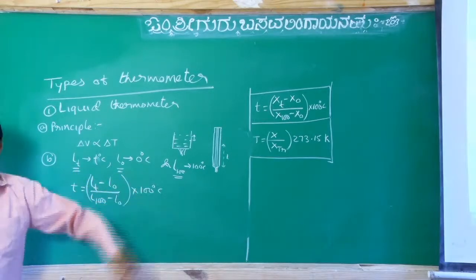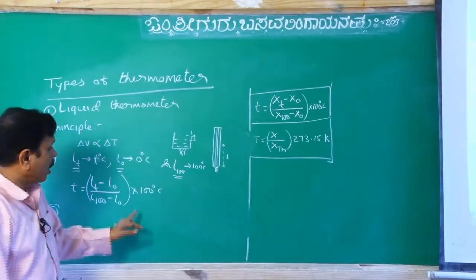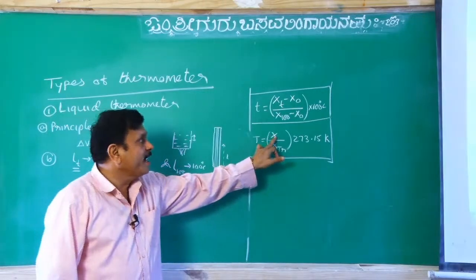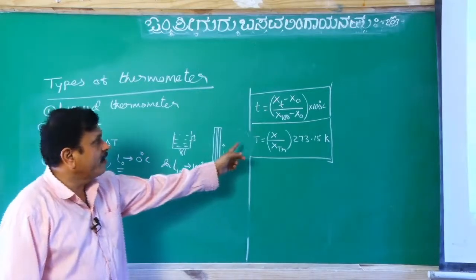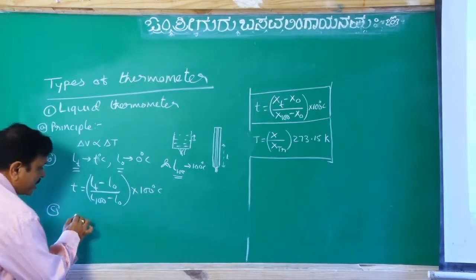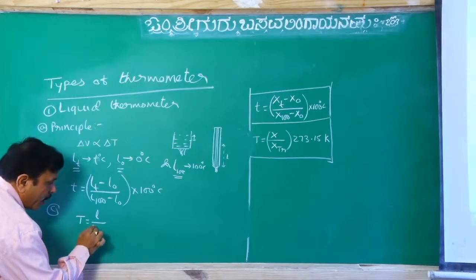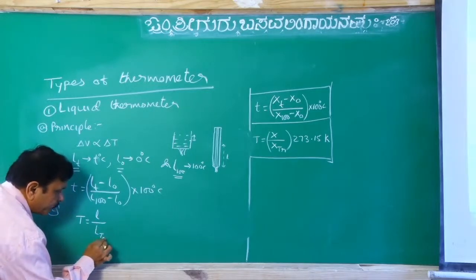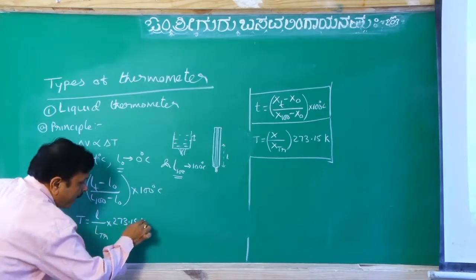This is the temperature when we are measuring in terms of degrees Celsius. Again here the parameter X is nothing but length, and when we are measuring temperature on the Kelvin scale, we can write this as T is equal to L divided by L_TR into 273.15 Kelvin.